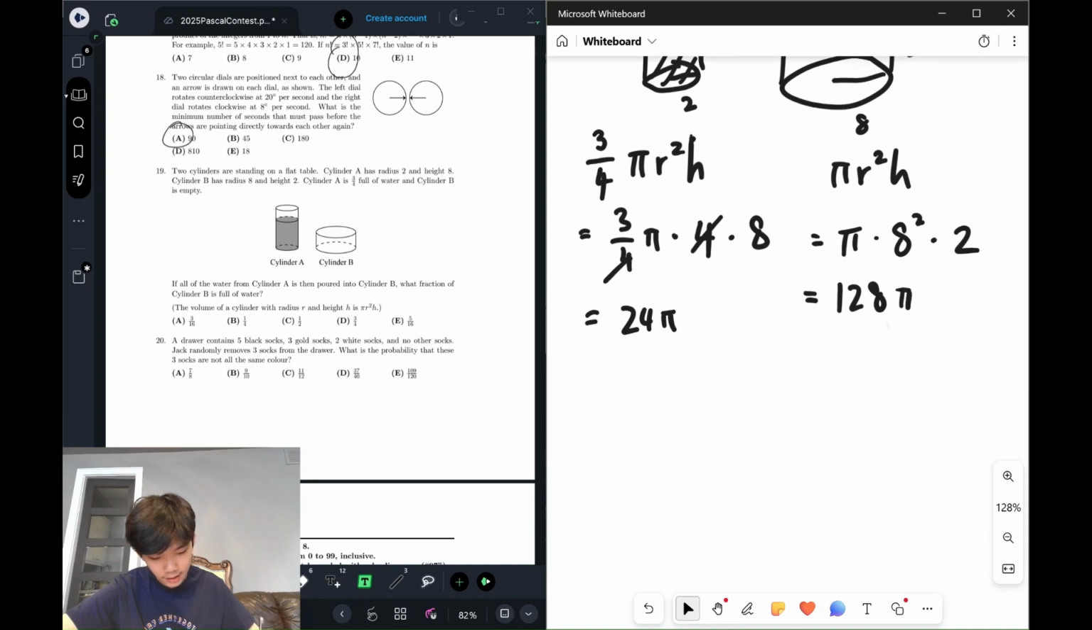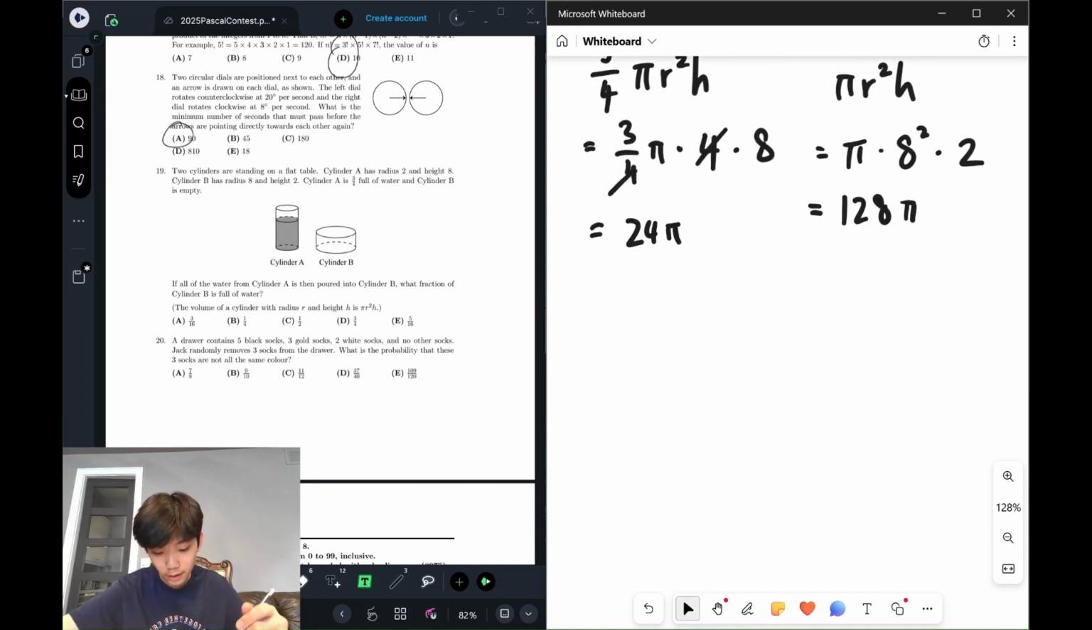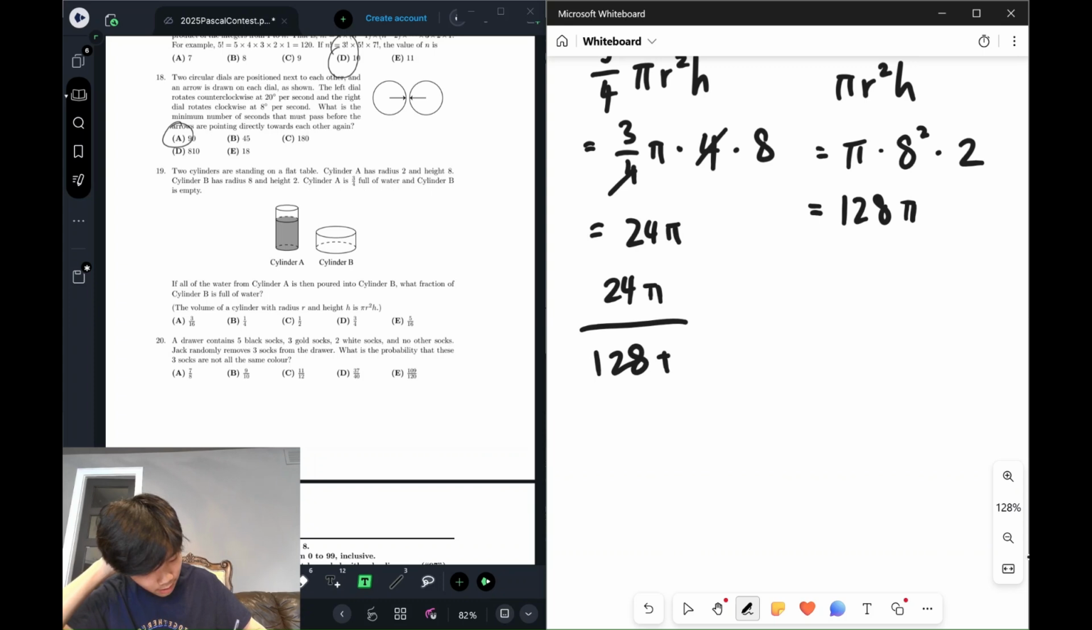Now the fraction that it's full with water is just going to be the ratio of the total amount of water to the total volume of the cylinder. Because, for example, if the volume of the water is half the volume of the cylinder, it will be half full. In this case, the ratio is going to be 24 pi over 128 pi. Pi cancels. We can divide the top and bottom by 8 to get 3 over 16. Therefore, our answer is A.